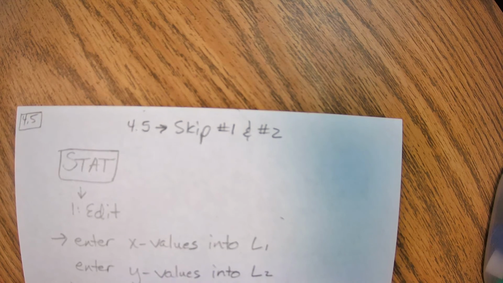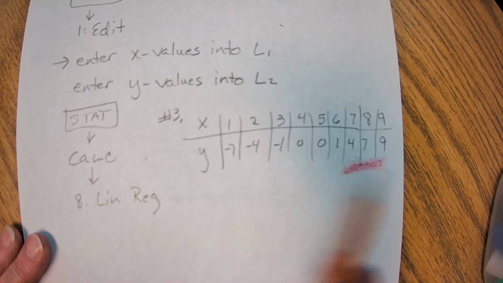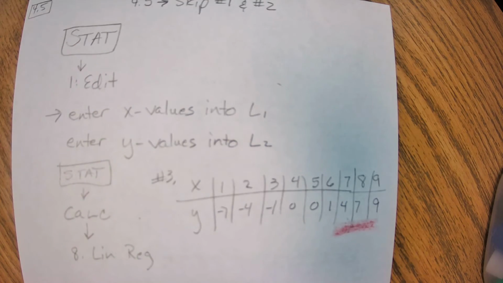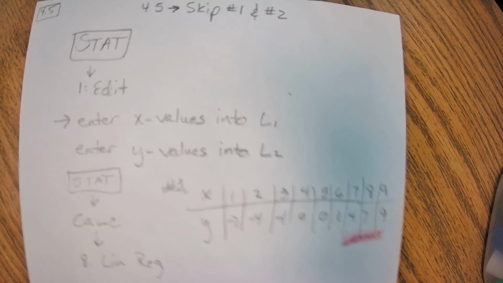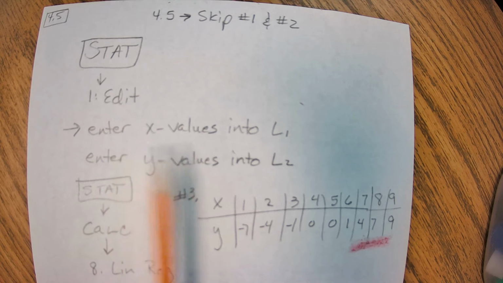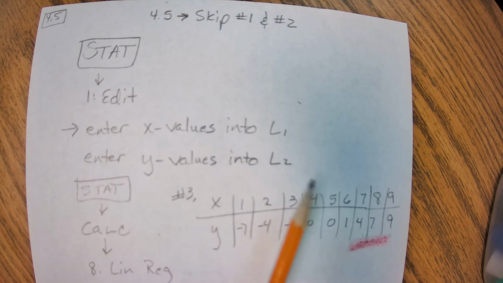And I'm going to do number 3 on your worksheet. The table looks like this. So the first thing you do: you're going to hit the stat button, choose edit. You're going to enter your X values into list 1. Your Y values get entered into list 2.